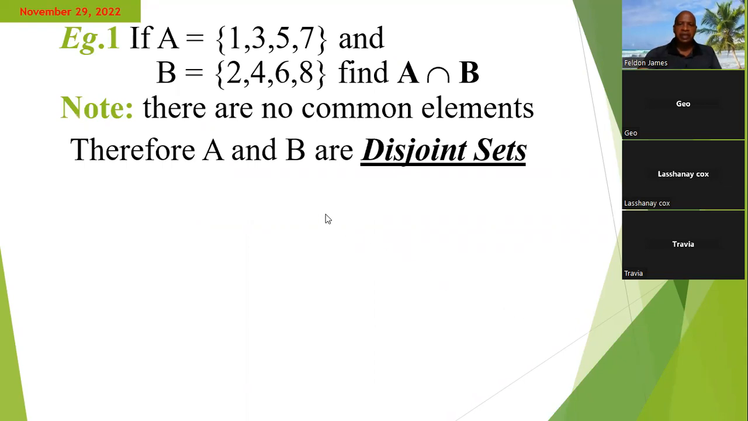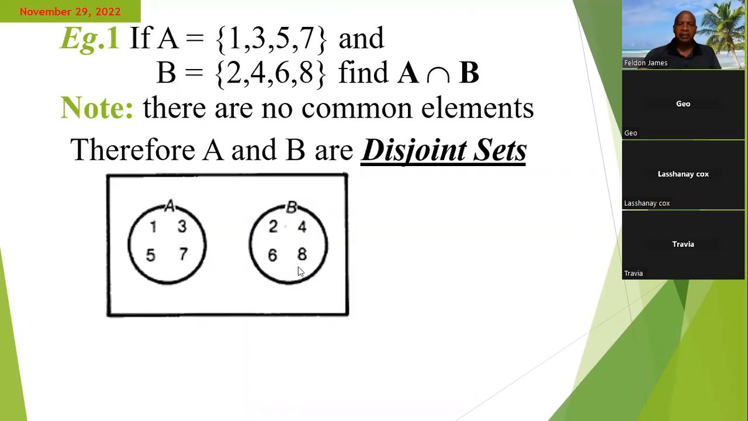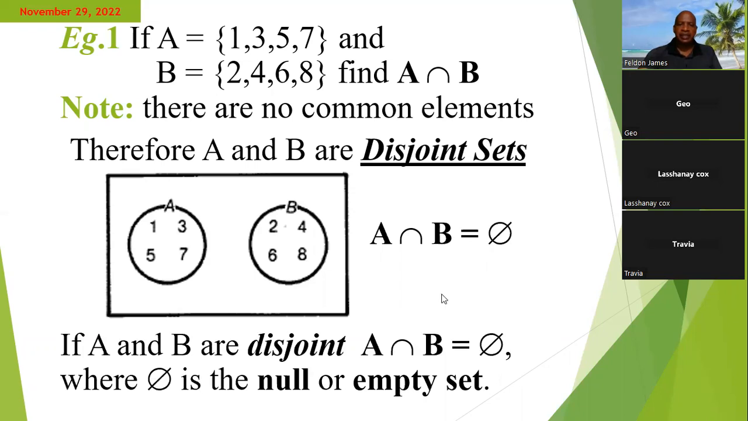So disjoint means that you're drawing the circles separate and apart. And so set A has no overlapping with set B because there are no common elements in A that are also common in B. So they don't have anything in common, so you draw them separate and apart, and so their intersection is the null set. All right? So if A and B are disjoint, A intersect B is equal to null, where everybody should know what the symbol for null is.